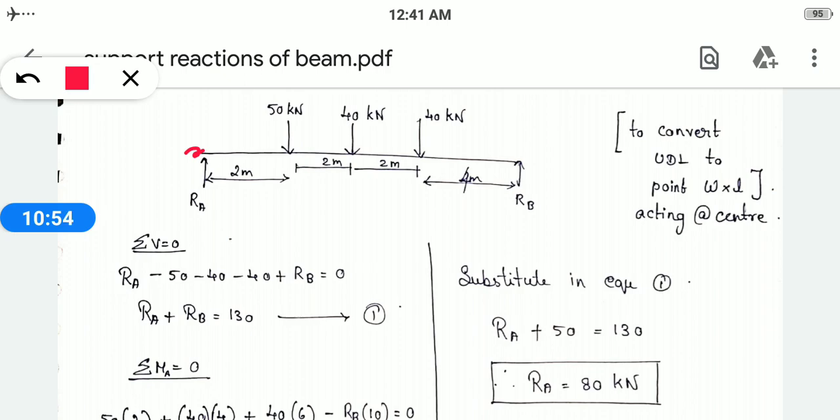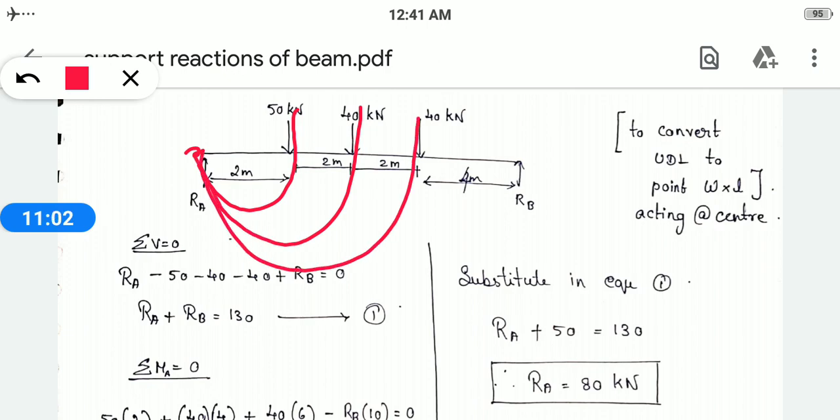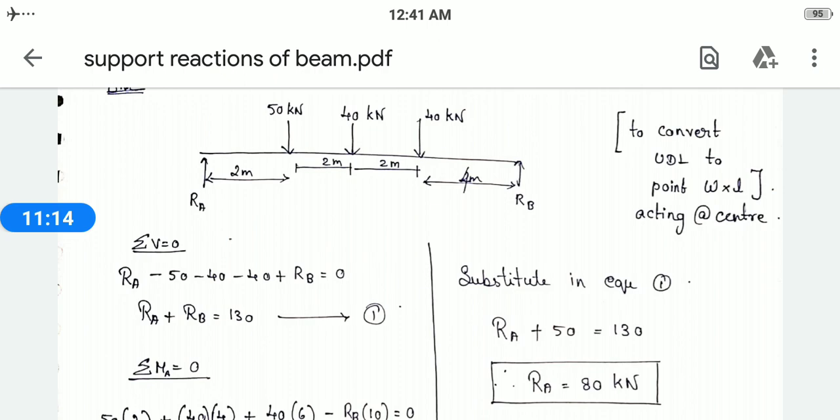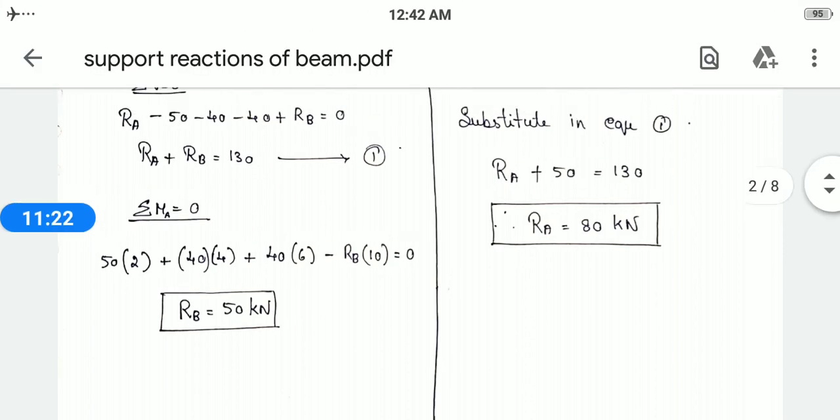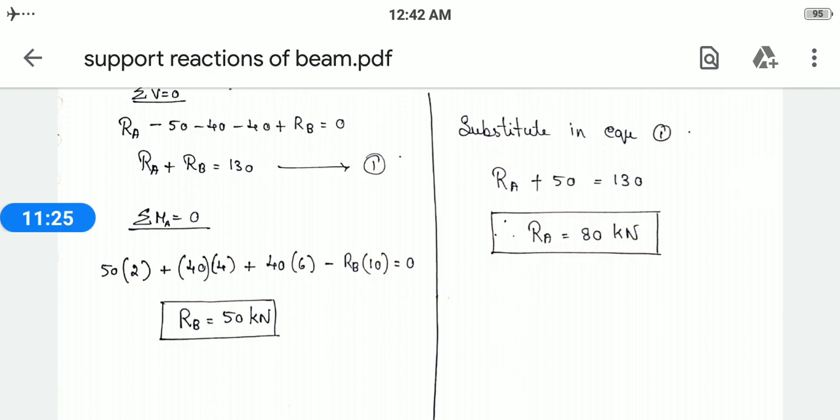What are the loads that will act? This 50 into 2, this is one moment. Next one is 40 into 4. Next will be 40 into 6. Same like RB will be acting in an opposite direction at a distance of 2 plus 2 plus 2 plus 4, that is equal to 10. That is what I had mentioned over here. 50 into 2 plus 40 into 4 plus 40 into 6 minus RB into 10 is equal to 0. From this you get RB is equal to 50 kilonewton.